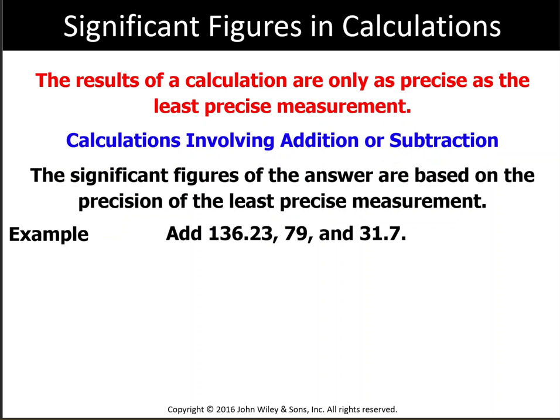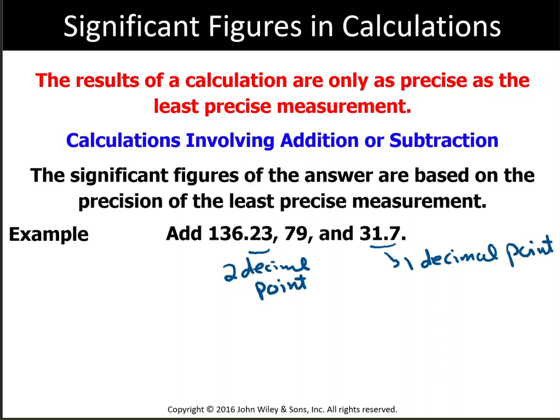Now, the rule for addition and subtraction is different. So for addition and subtraction, the number of significant figures is not important. What's important is the number of decimal places. So you're going to look at the number of decimal places. So this has 2 decimal places. 79 has 0 decimal places, and this number has only 1 decimal place. So the rule is that your answer should have the same number of decimal places as the number with the fewest number of decimal places. So now in between these numbers, 79 has no decimal places, meaning that your answer should have no decimal places.